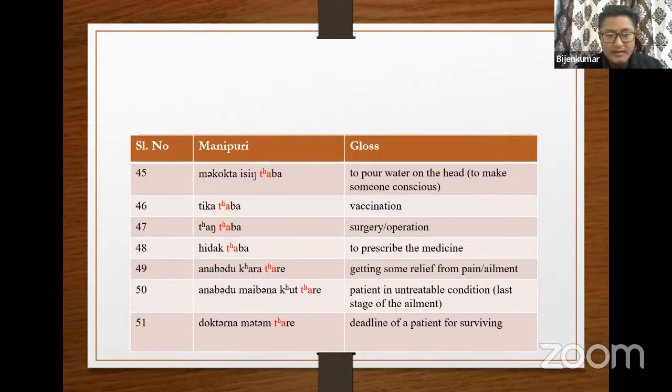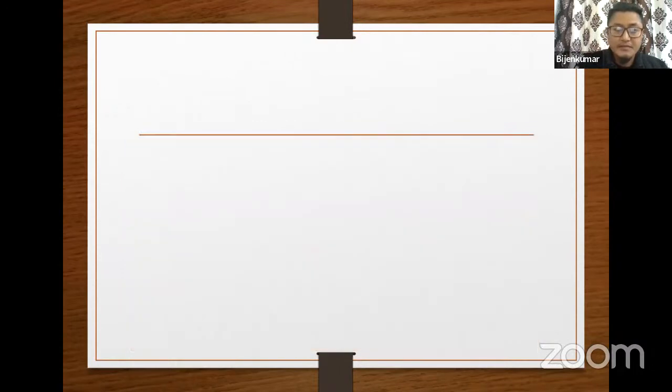Then number 51, doctor namatam thare, means giving a deadline for a particular ailment or disease, but it may be for grave types of diseases like cancer and some other diseases where they have different stages. In that case, when we say, oh, mado doctor namatam thare, it means the doctor has already given the timeline for him or her. So from 45 to 51, our claim is that even though it is thaba, it has a different construction in a very systematic and particular context of the man and its related terminologies.